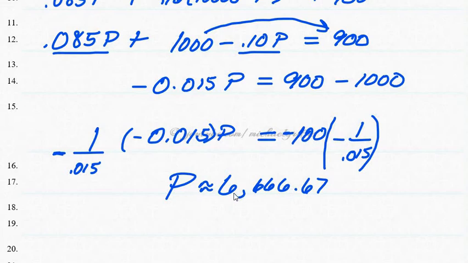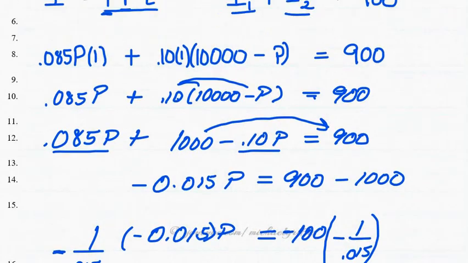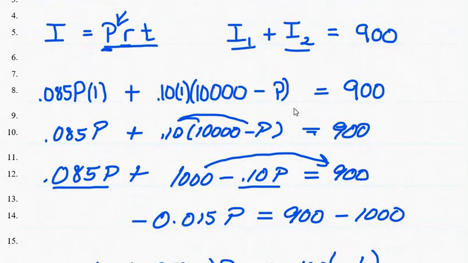Okay, so in the first account, Jill invested $6,666.67. And to find out what she invested in the second account, you would just subtract that from the 10,000. Okay, that would tell you how much she invested in the second account.